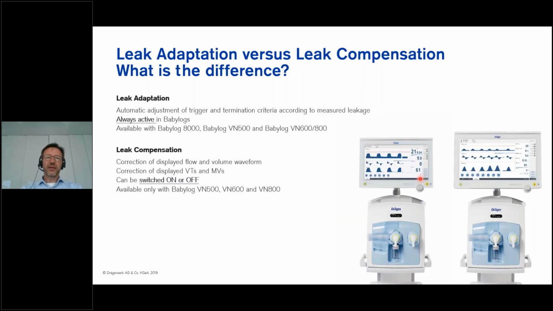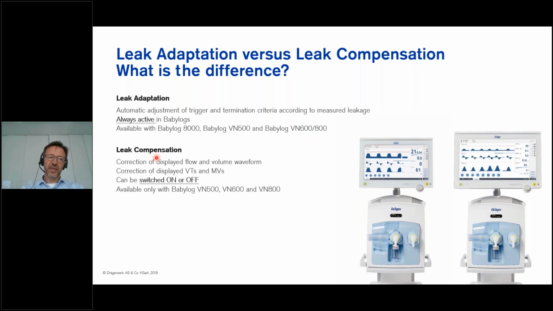Just as a reminder, I have explained now leak compensation and leak adaptation. The difference is leak adaptation is the automatic adjustment of trigger and termination criteria according to the measured leakage. This is all the time active, and it's available in all Babylogs, starting with the Babylog 8000, Babylog VN 500, and Babylog VN 600 and 800.